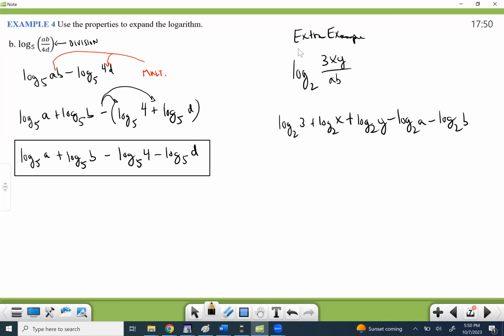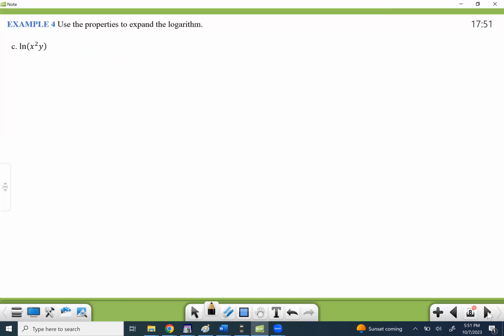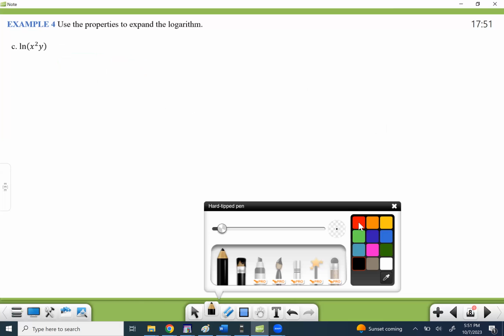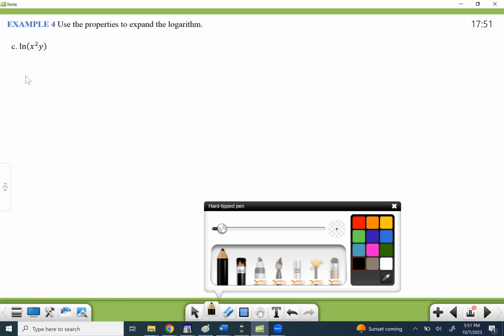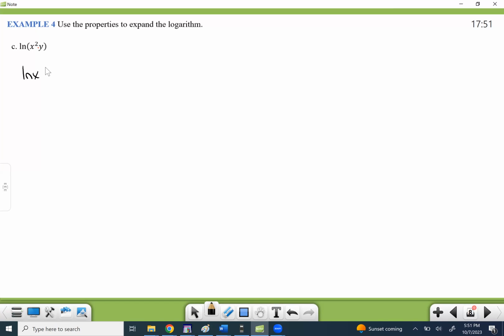There we go. All right, let's try the next one. Okay, so I see some multiplication. So I'm going to go ahead and split this right where the multiplication is, right between the x squared and the y. So this will become natural log of x squared plus natural log y.